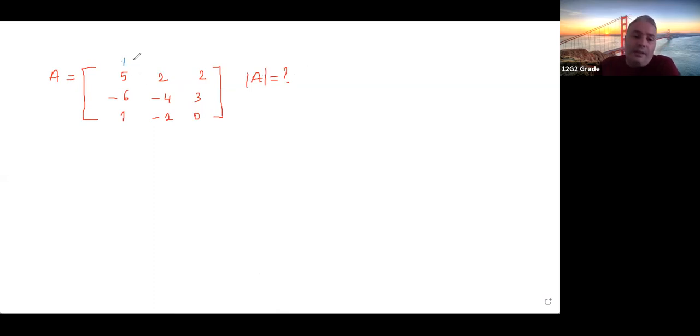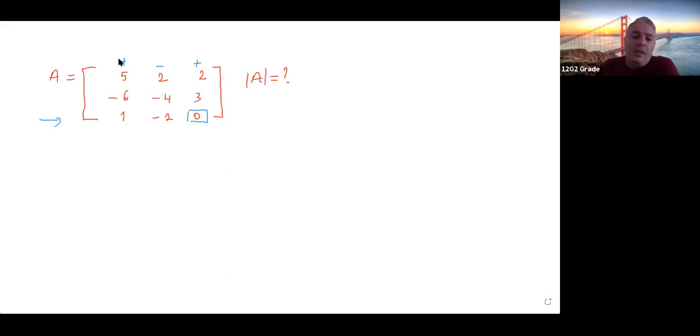We write plus, minus, plus if we want to use the first row. If I want to use the first column, plus, minus, plus. If I want to use the third column, plus, minus, plus. Whatever I want, I can use. So since there is a 0 here, 0 times any number will be 0. Let me use the determinant, for example, by using the third row.